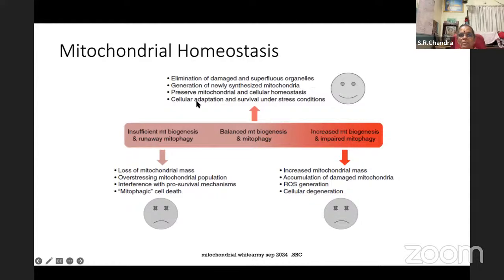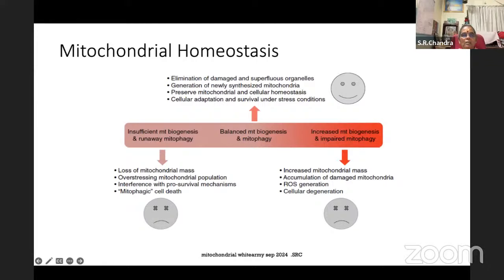Second is generation of newly synthesized mitochondria. So that has to normally happen. Once the abnormal mitochondria is expelled, new mitochondria should come. So there can be a defect in the synthesis of new mitochondria. The mitochondrial and cellular homeostasis may not be preserved, resulting in a group of disorders. And cellular adaptation and survival under stress condition may be poor. So under stress, patients' mitochondria become sick and produce symptoms which are not normally there, but under stress it becomes symptomatic. So these are the normal homeostatic mechanisms, and each one of them can fail, resulting in a group of mitochondrial disorders.